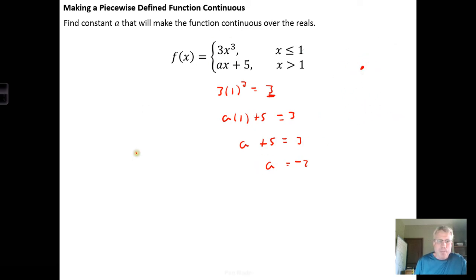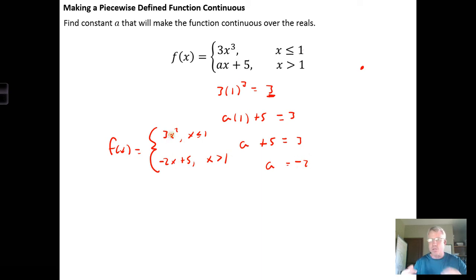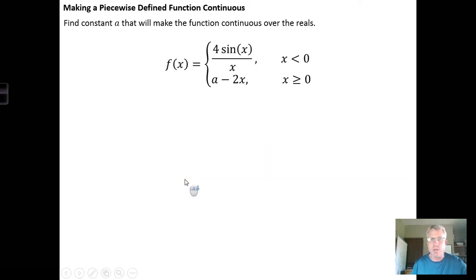So we could update this. We could say, now we have a function f of x equals, it's a piecewise defined function, 3x cubed for x less than or equal to 1, and that should match up as long as we do negative 2x plus 5 for any x greater than 1. So it's just a matter of finding this value so the two functions hook up with each other and we don't get a jump discontinuity in the piecewise defined function.